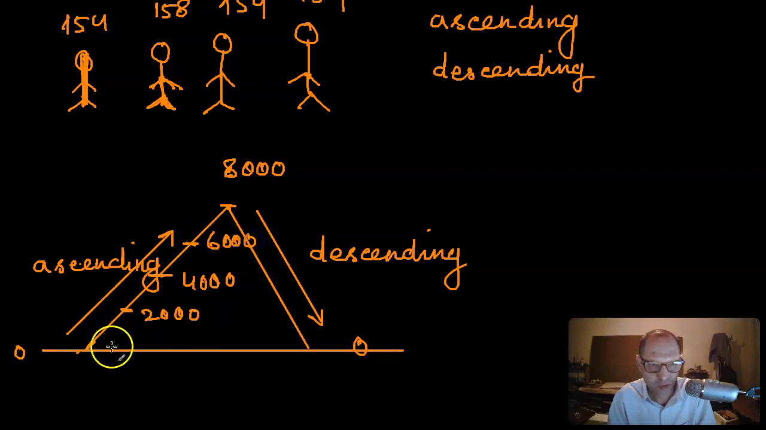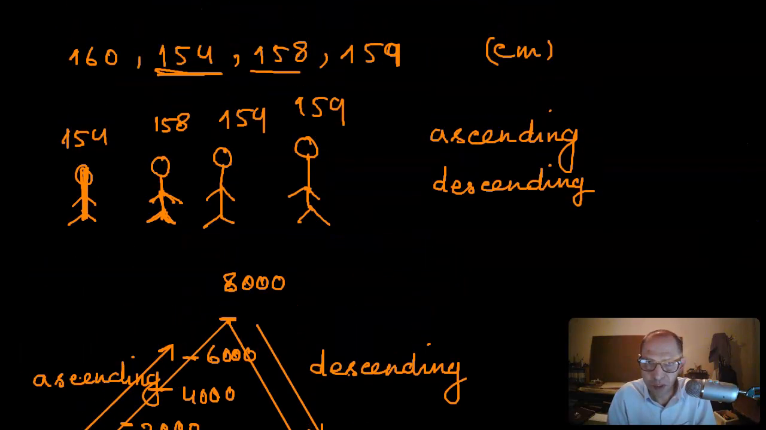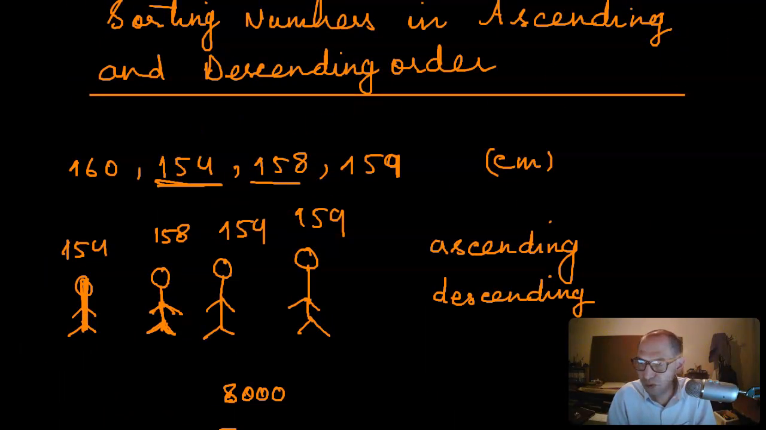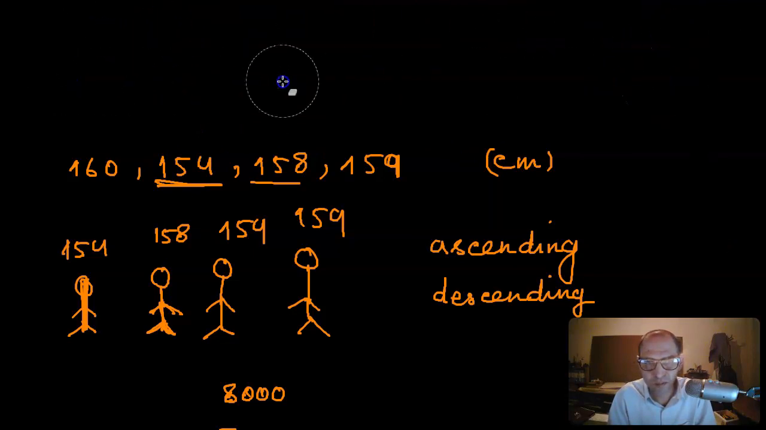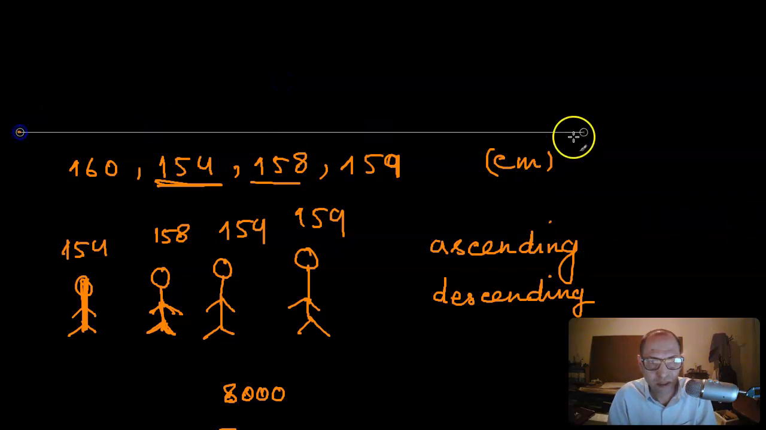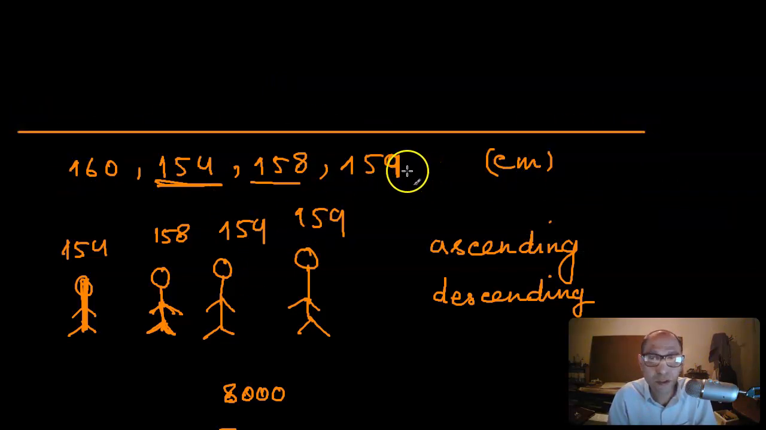So as you ascend, the numbers start from the smallest numbers and you get to the largest number, right? And when you descend, the numbers start from the largest number and you end up with the smallest number. Meaning that if you were to write this list in the ascending order, meaning to sort these numbers in ascending order, this is ascending order, and this is, for example, descending order.